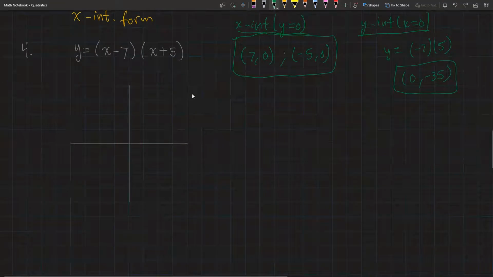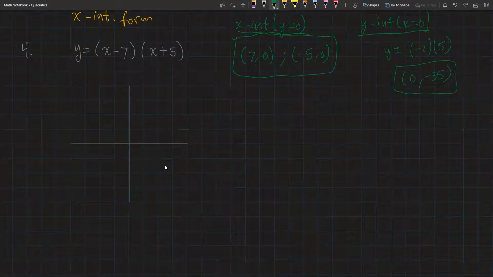Okay, so once we have these 3 points, we can easily make our sketch, and it is positive something times something, so we think curving upwards. This is a parabola that opens upwards. So if we start at 7, let me redo that. 7, 0 and 5, 0. Then the line of symmetry is somewhere right there.